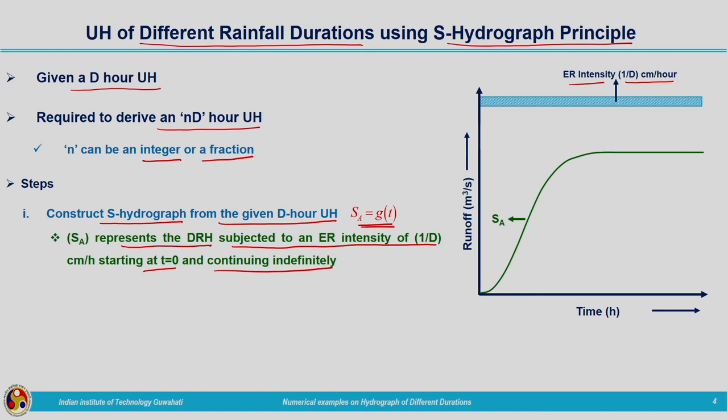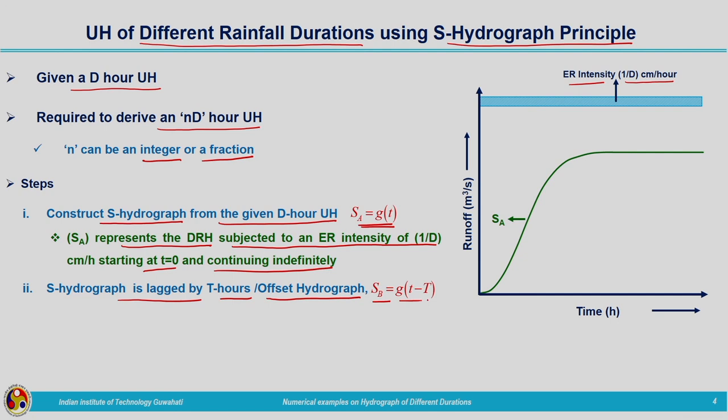Now, what we are going to do? In the second step, we will lag this S-hydrograph with the required duration. That is, this S-hydrograph is lagged by T hours. That is termed as the offset hydrograph. We can call it S_B. S_B is nothing but G(t minus T). That is, the derived S-hydrograph S_A, which we have derived based on the given unit hydrograph, is lagged by a time duration of T hours. T hours is nothing but the duration of the required unit hydrograph.